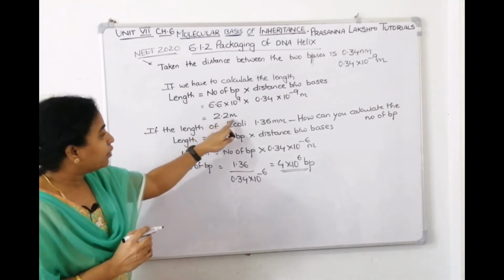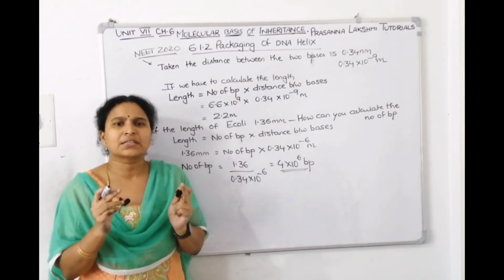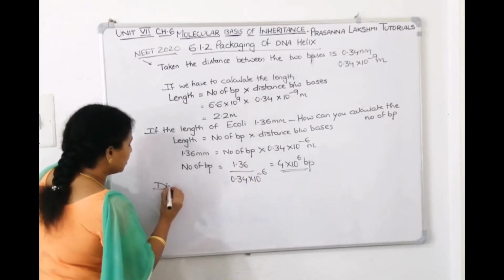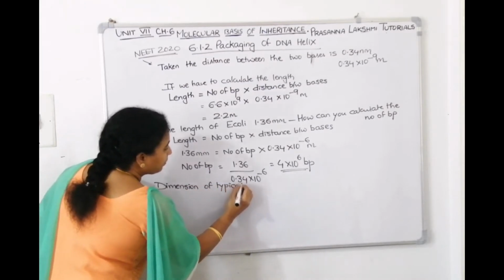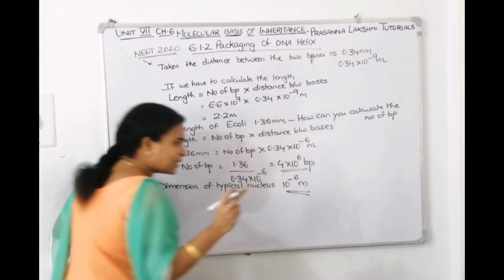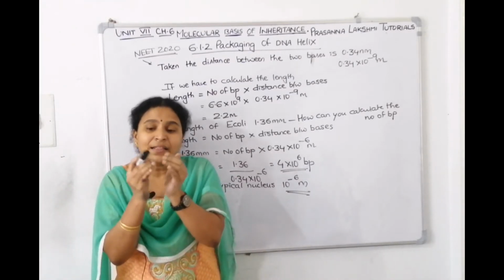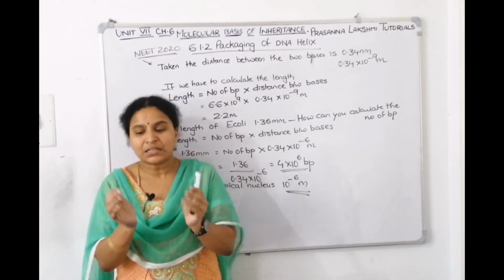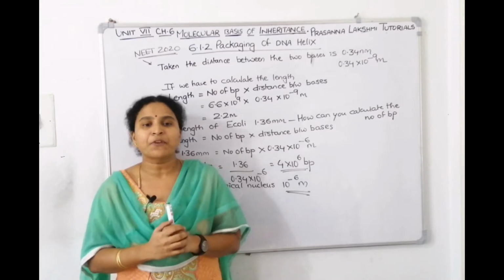Now you see that 2.2 meters of DNA is packed inside a nucleus. The dimension of a typical nucleus is 10⁻⁶ meters. Just imagine, the space in which you have to pack is 10⁻⁶ meters, and you need to pack 2.2 meters in it. How is it possible? That means it is packed into a compact structure. How can you explain that compact packing? We can explain it with the help of the nucleosome model.